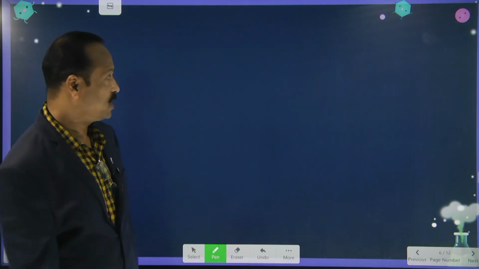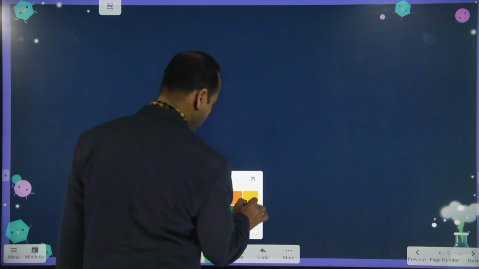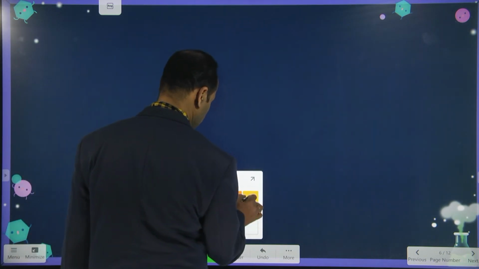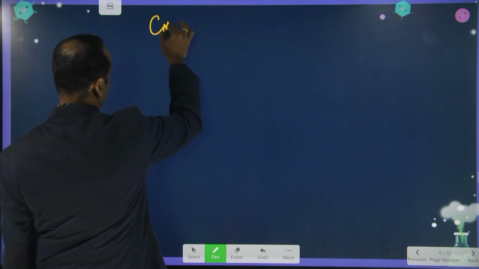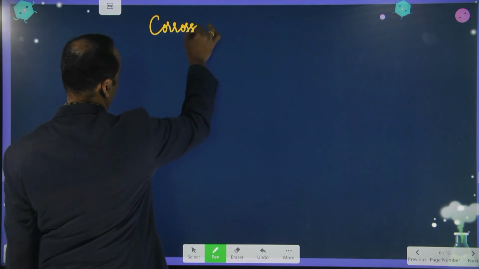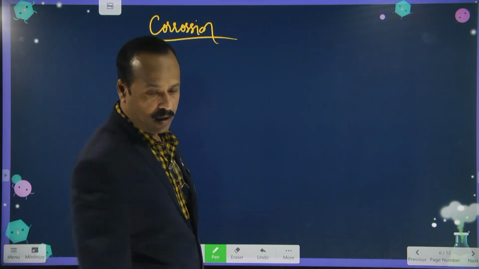Chalo, now the last and final topic of this chapter is corrosion. I think we discussed corrosion somewhere in metals and non-metals, but okay, once again. What is corrosion? Iron particles become rusted, yes or no? So this is called corrosion.